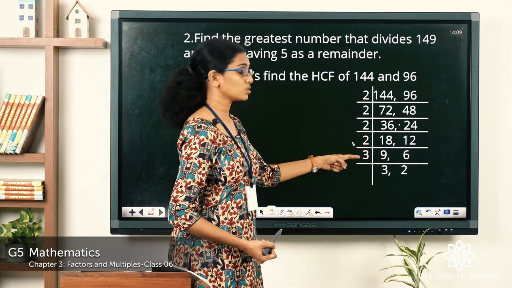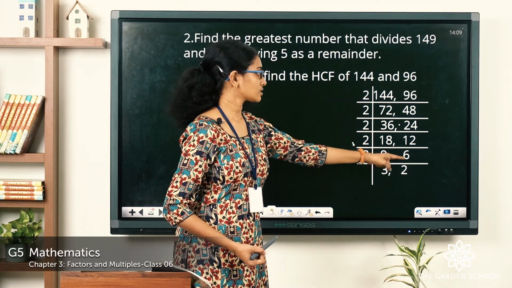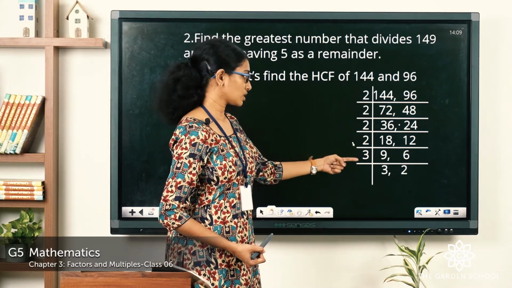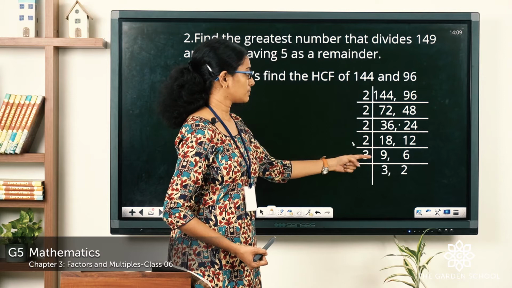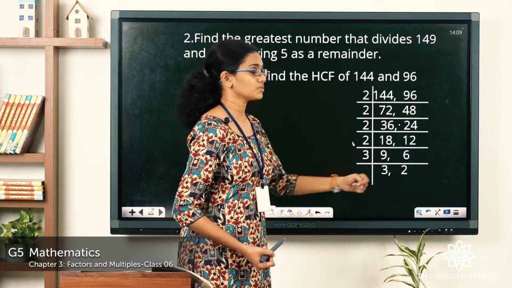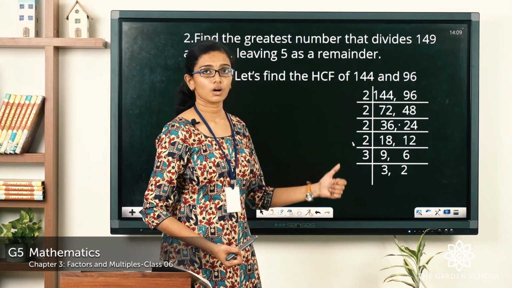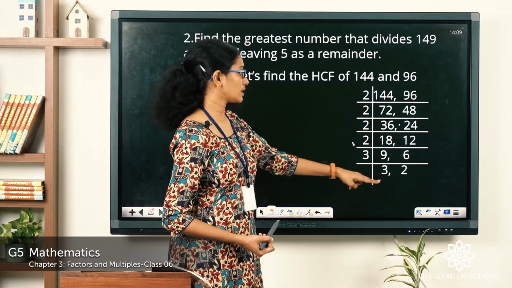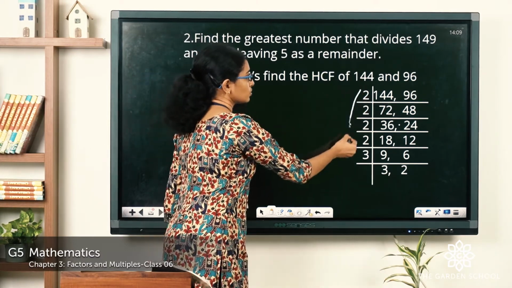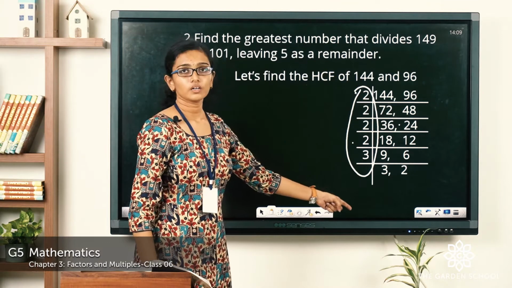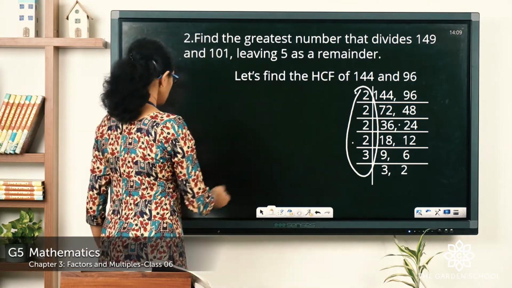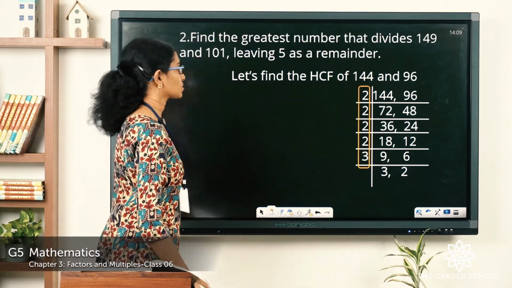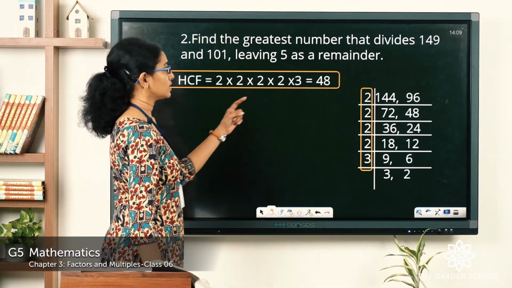Now here can 2 divide both these numbers? No, 2 can divide 6 but not 9. But these 9 and 6 are multiples of 3. So we can use 3 to divide both these numbers. So 9 divided by 3 gives you 3, 6 divided by 3 gives you 2. Now are there any more common prime numbers which we can use to divide these two quotients? No. So let's stop the division right there and we have to take the product of all the common prime factors. So what is it? It would be equal to 2 into 2 into 2 into 2 into 3. So what is the product? The product will be equal to 48.